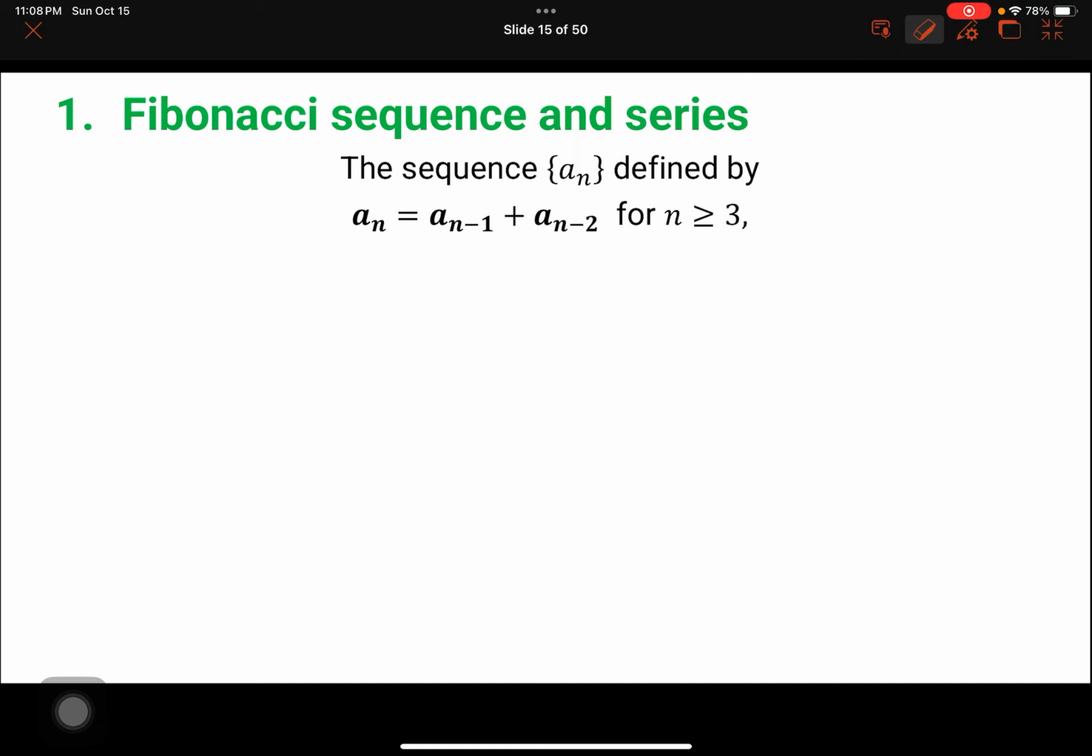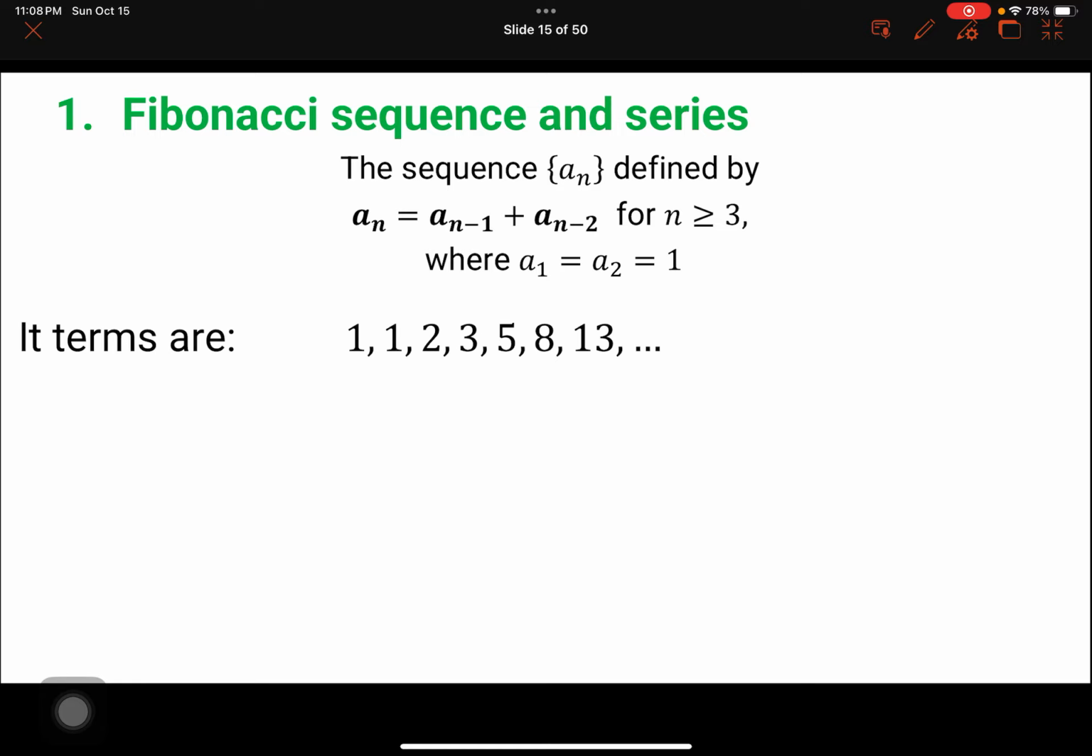And aside from that, para mapatunayan nga natin na ito ay Fibonacci sequence, dapat yung first term niya and second term is equal to 1. For example, we have 1, 1, 2, 3, 5, 8, 13, and so on. So, para makuha si 2, diba, mapapansin nyo po, pinag-add po sila. So, 1 plus 1 is equal to 2. Then 1 plus 2 is equal to 3.